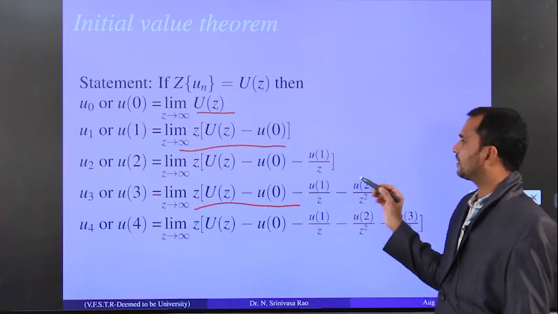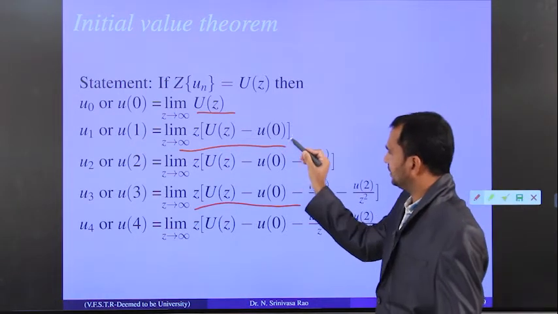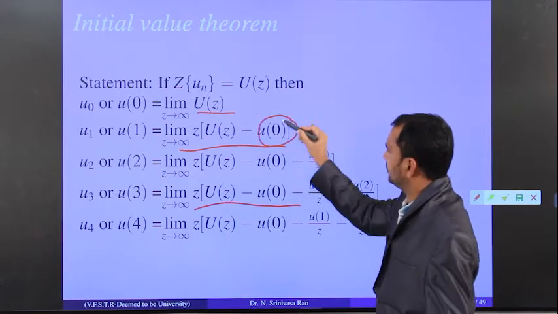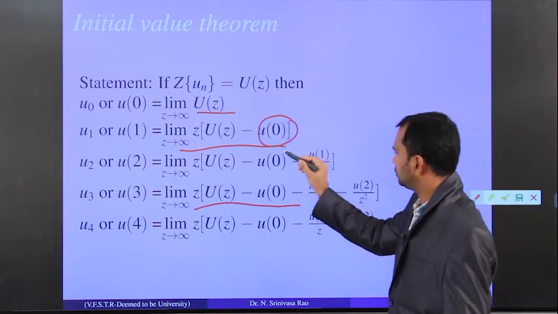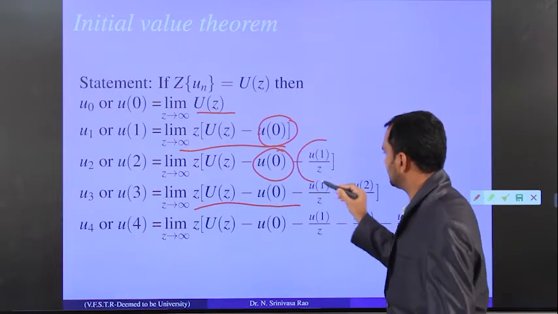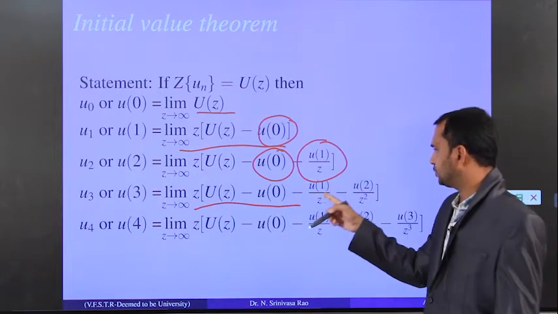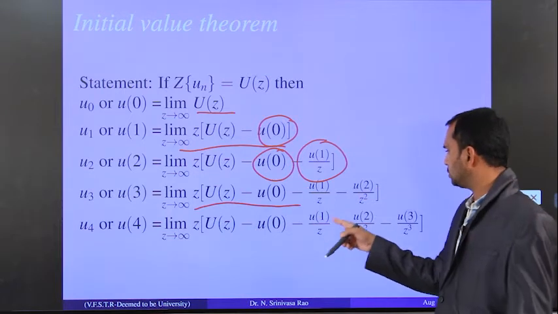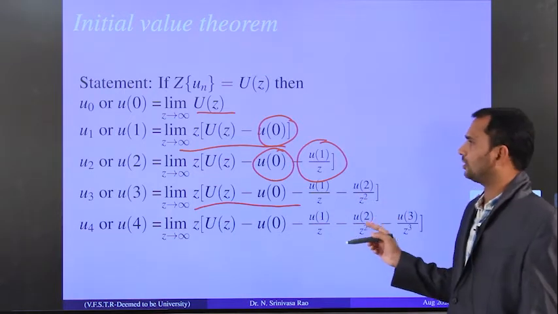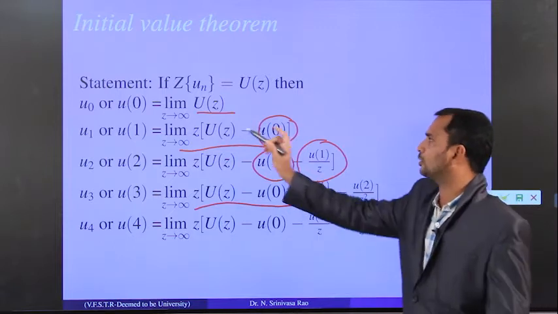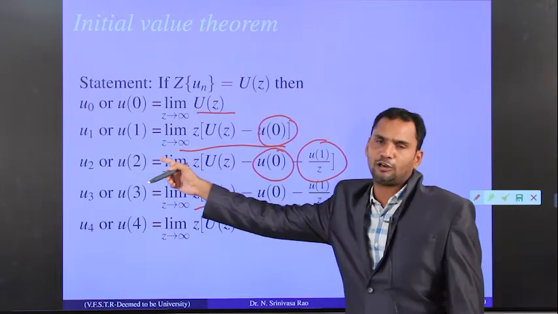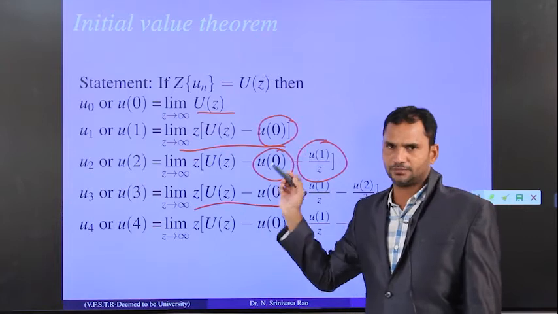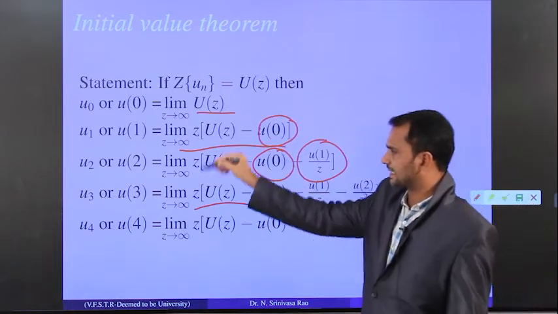If you observe here, in u1, u0 is involved. In u2, u0 and u1 are involved. Similarly in u3, u0, u1, u2, and in u4, u0, u1, u2, u3. So it is a cyclic process. Without finding the u0 value, we cannot find the u1 value. So this is a sequence.